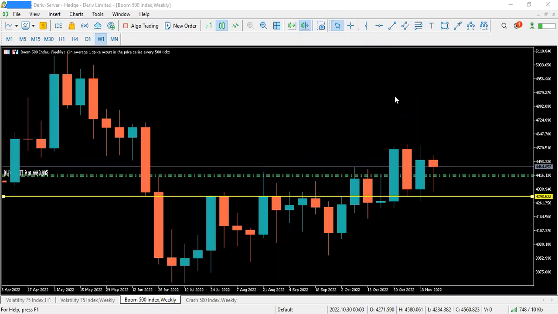So just a quick breakdown of VIX75, Boom 500, and Crash 500.